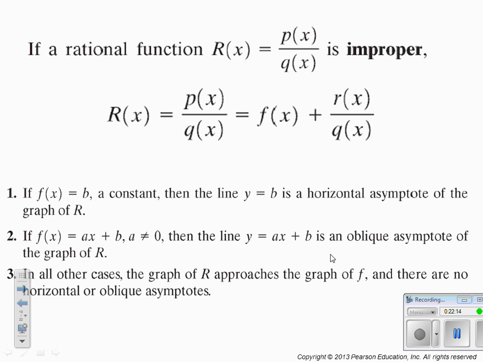If f of x equals b, a constant, then the line y equals b is a horizontal asymptote. If f of x equals ax plus b, as long as a is not equal to 0, then the line y equals ax plus b is an oblique asymptote of the graph of r. In all other cases, the graph of r approaches the graph of f, and there are no horizontal or oblique asymptotes. This is kind of important, 1, 2, and 3. This is how we get our horizontal asymptotes and our oblique asymptotes.